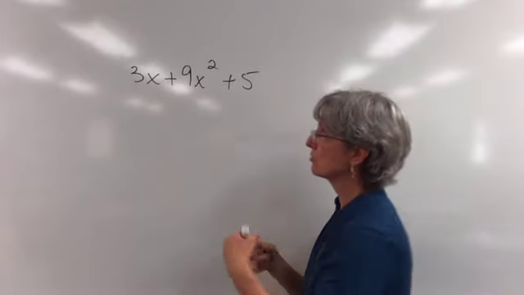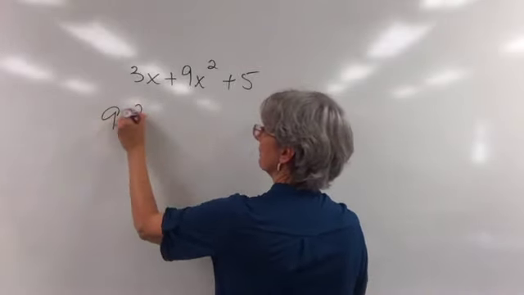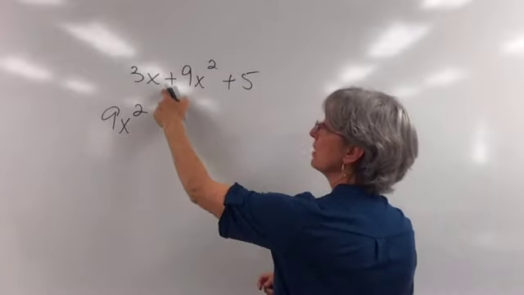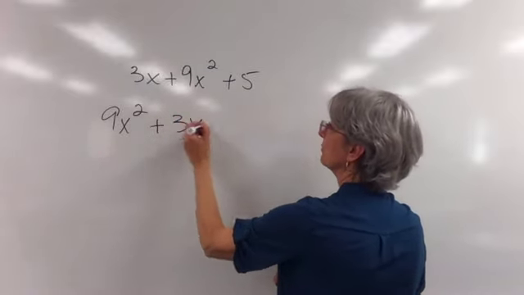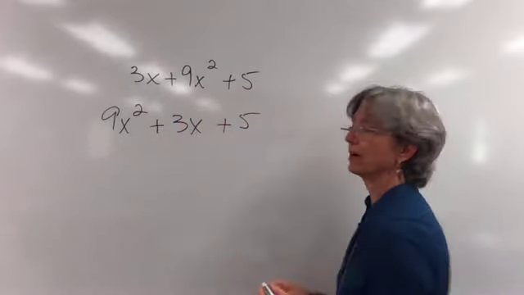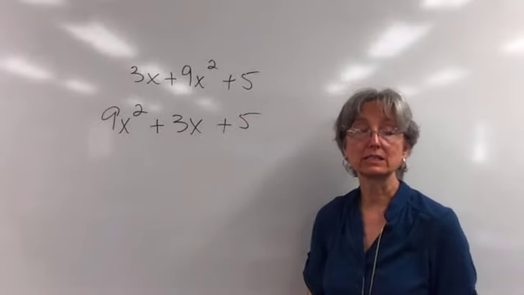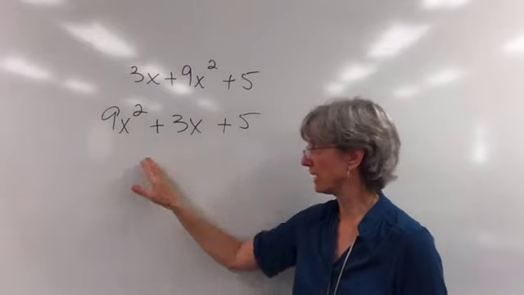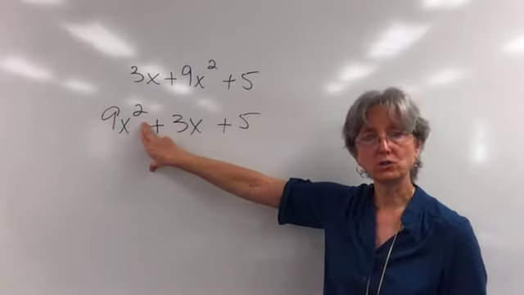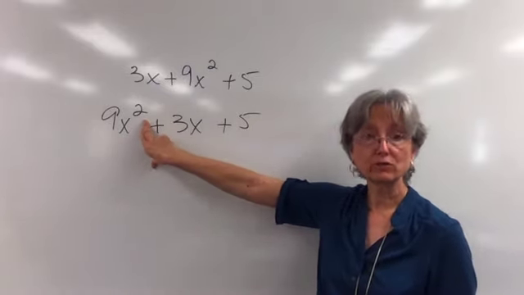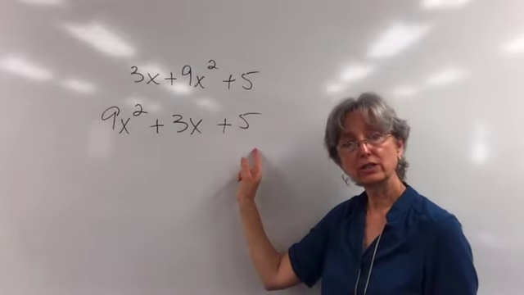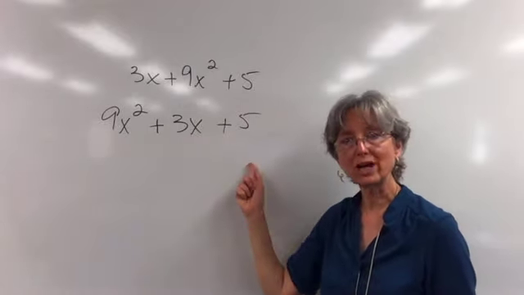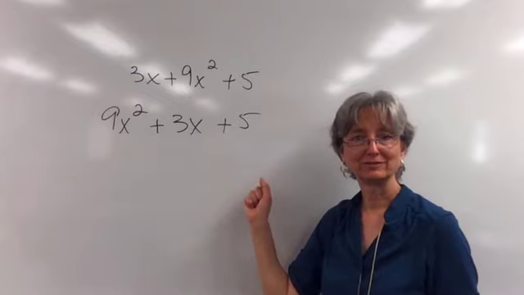So 9x squared should be first, followed by x to the power of 1, followed by x to the power of 0. Now it's in standard form. And if you were asked to classify it by degree, this would be a quadratic because it has a degree of 2. It has 3 terms, so this is a quadratic trinomial.